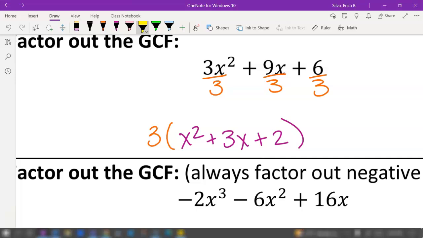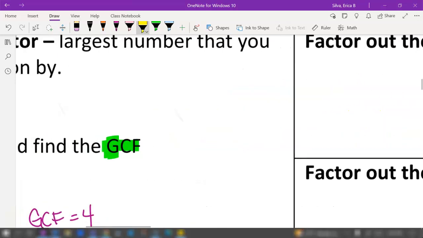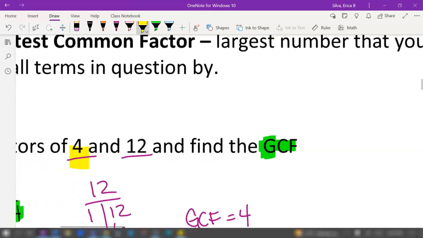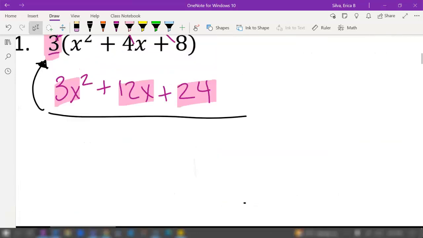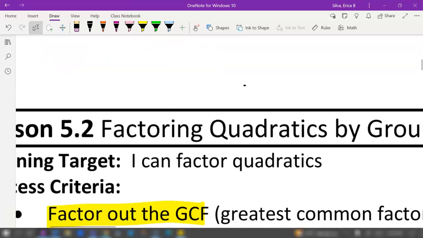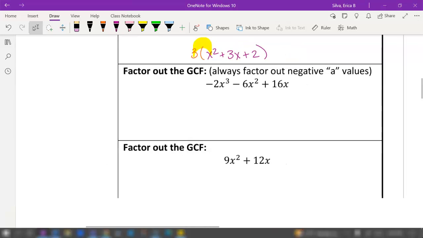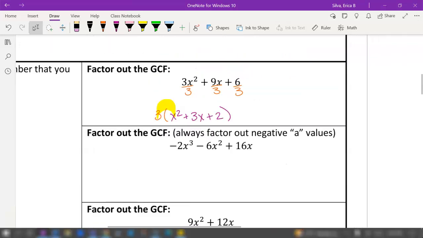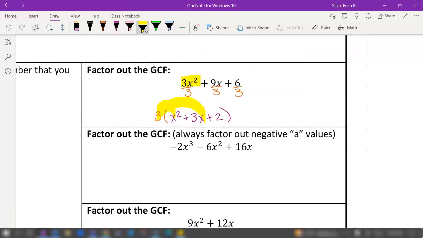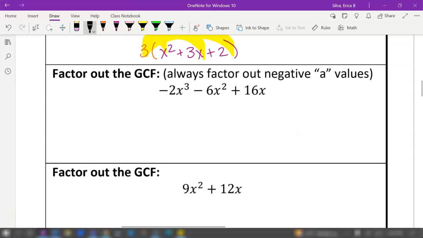Now, if you want to check your answer, we can go back and multiply just like we did in our warm-up. This one here. And we can say 3 times x squared is 3x squared. 3 times 3x is 9x, and 3 times 2 is 6. All right, let's go on to the next one.